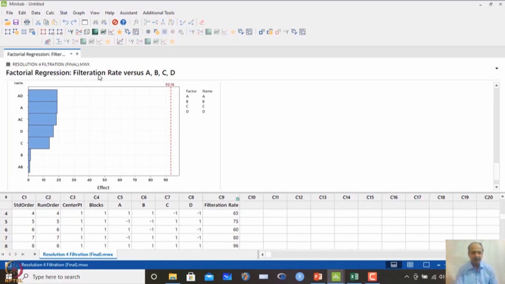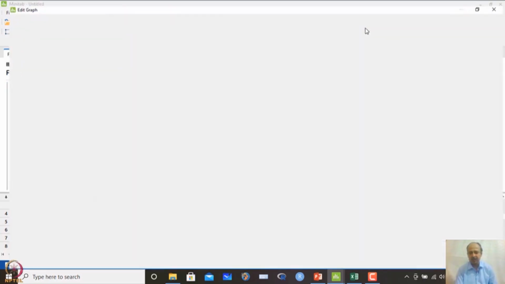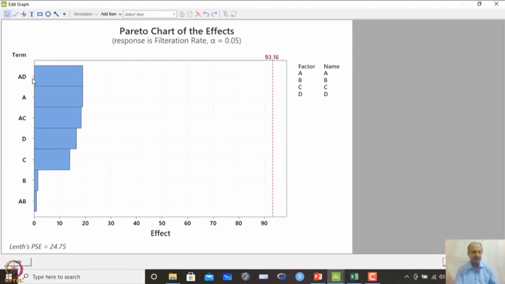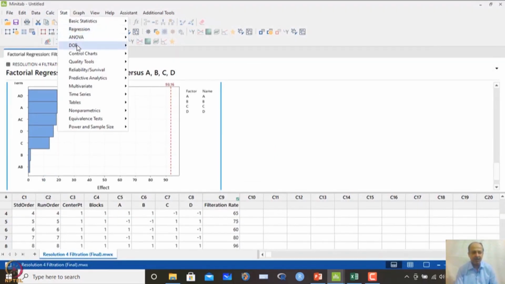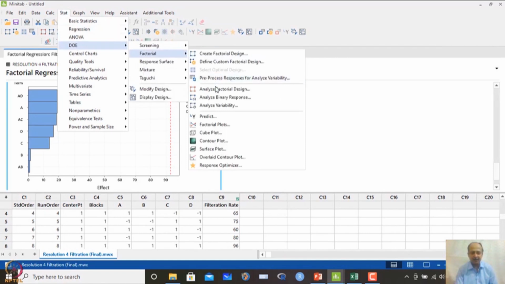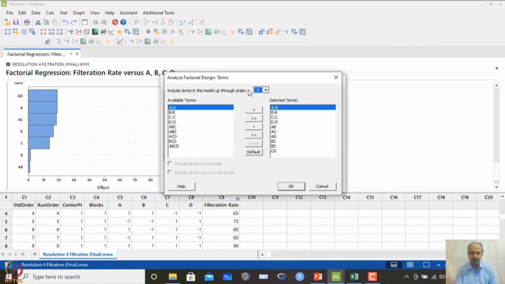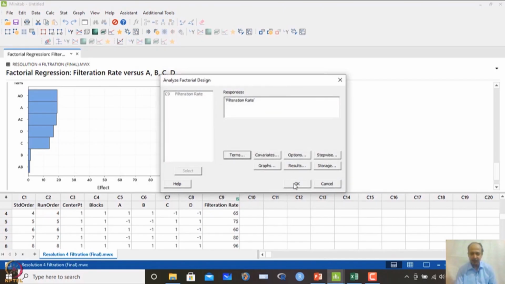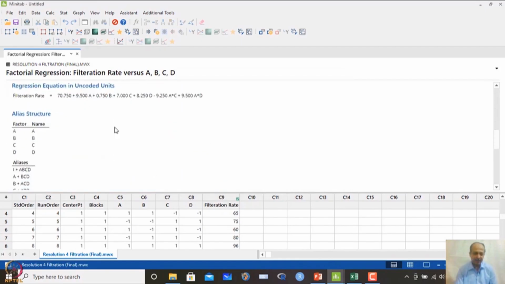So, this is the plot what we are seeing. Initially what we are seeing is that magnitude of AD, A, AC, D and C is quite prominent. So, we will keep only these variables in our next analysis. So, what we will do is go to Stat, DOE, factorial design, analyze factorial design over here, and in terms we will go to first order interactions and first order factor effects, and then AC we will put, AD we will put, and based on that we will see AC and AD.